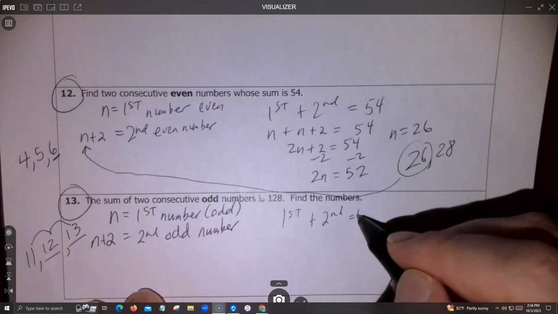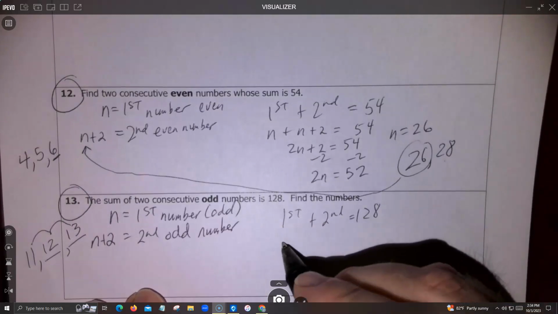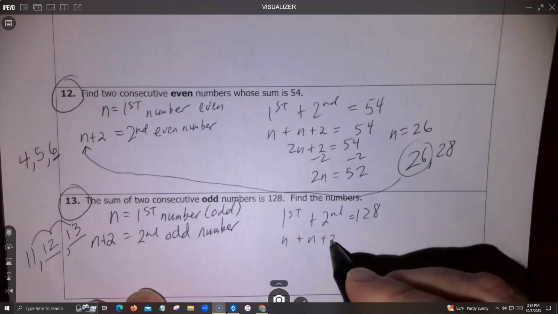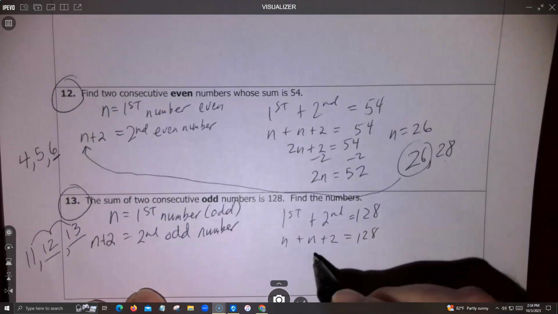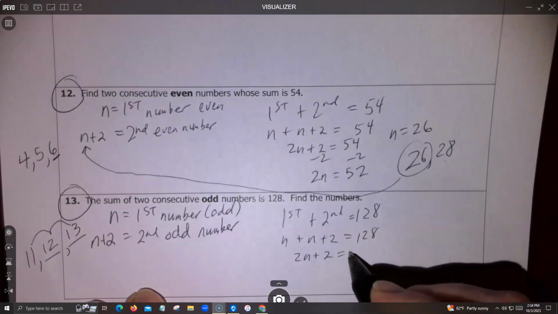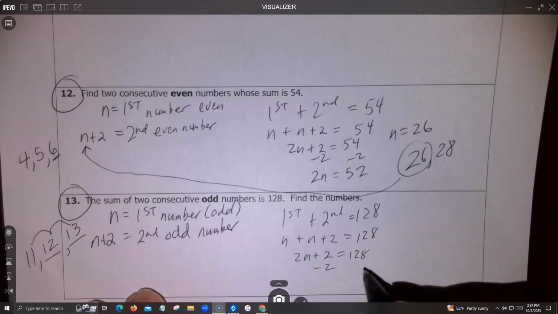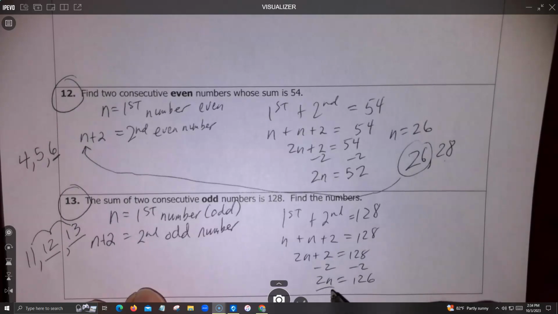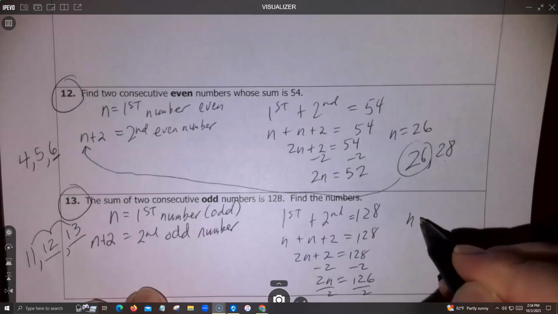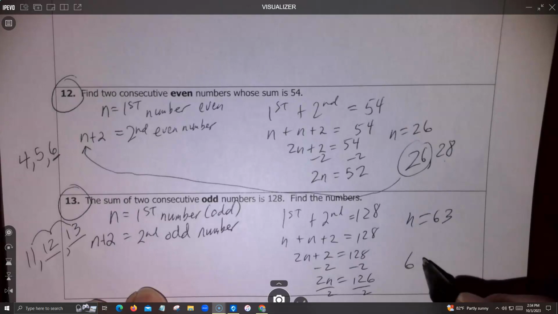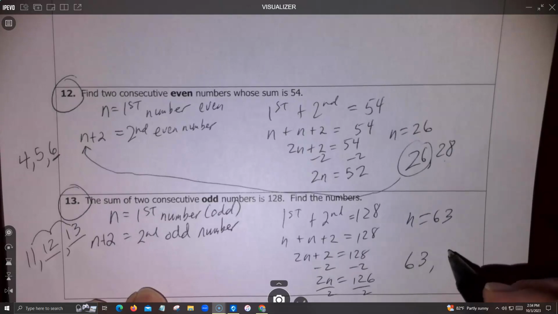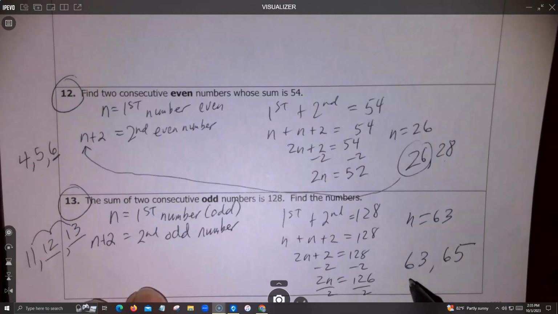except I'm going to be 128 this time. So I do the same exact thing. n plus n plus 2 equals 128. 2n plus 2 equals 128. Subtract 2. 2n is equal to 126. Divide by 2. n is 63. So 63 is one of my numbers, and 65 would be the next. And if I want to double check, I could add 63 plus 65, and it would give me 128.